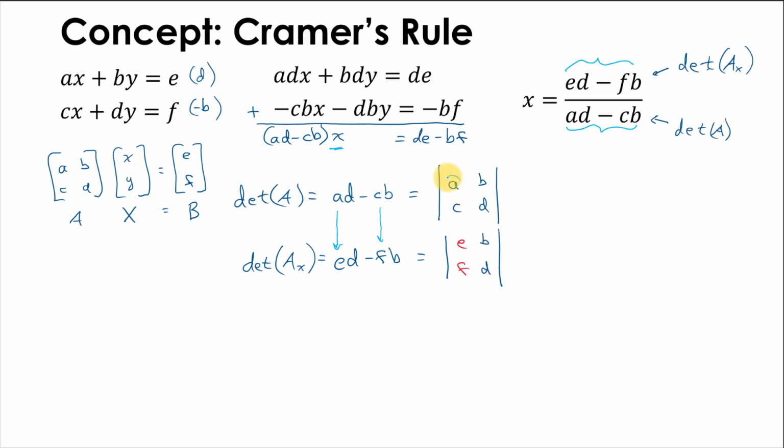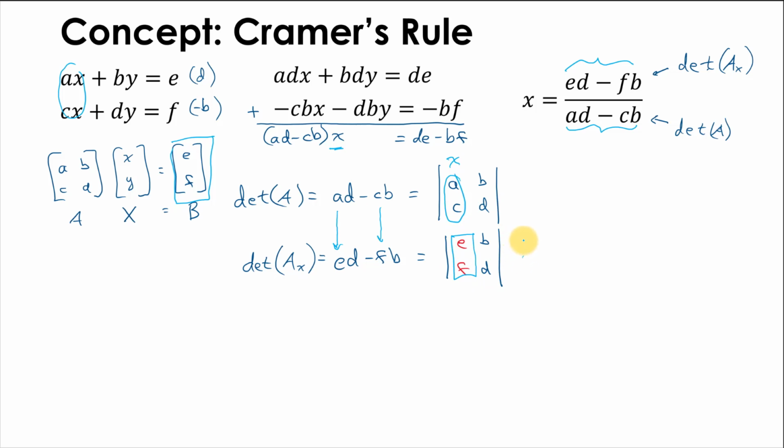So really all I'm doing is taking this column and replacing it with E and F. Now keep in mind that my E and my F are my constants. So we're just replacing the column of my X terms with my constant terms. Sorry, I always get those mixed up.